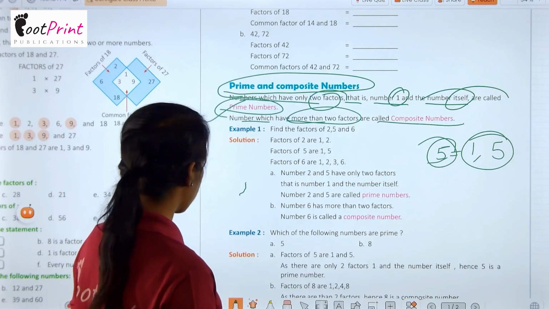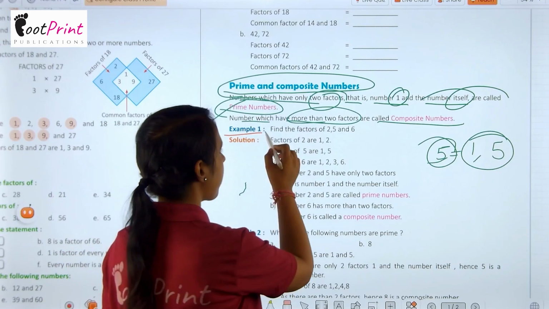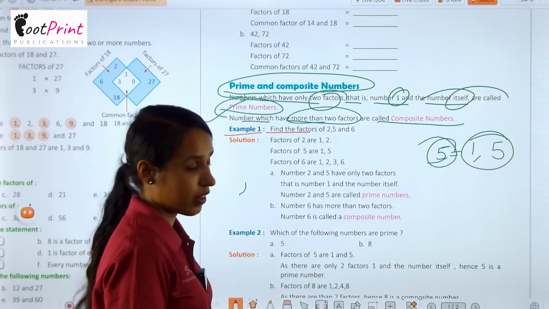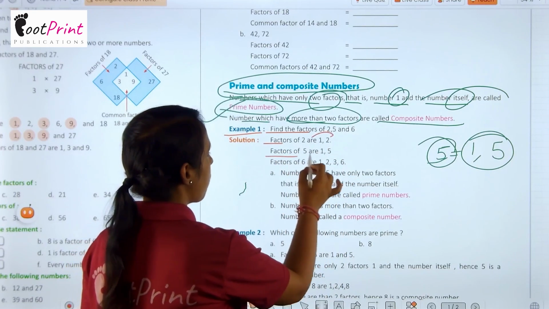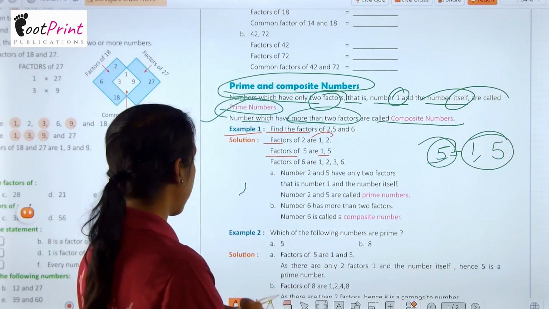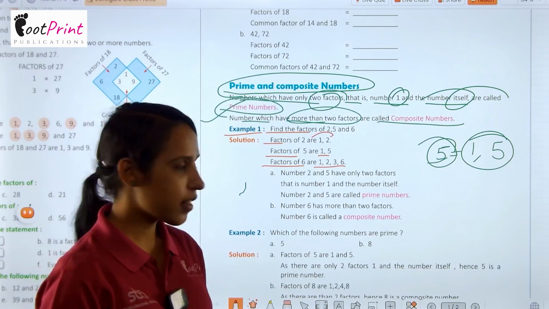Let's move to the examples. So here example number 1, find the factors of 2, 5 and 6. So factors of 2 are 1 and 2, and factors of 5 are 1 and 5, and factors of 6 are 1, 2, 3 and 6.